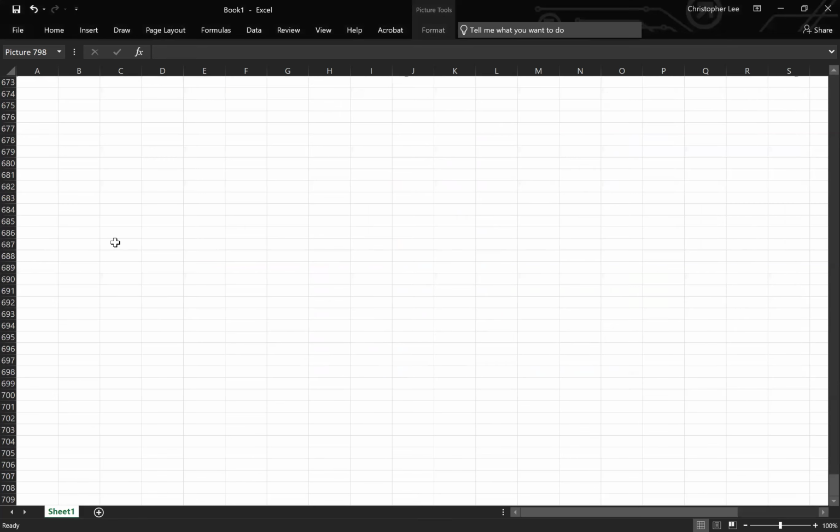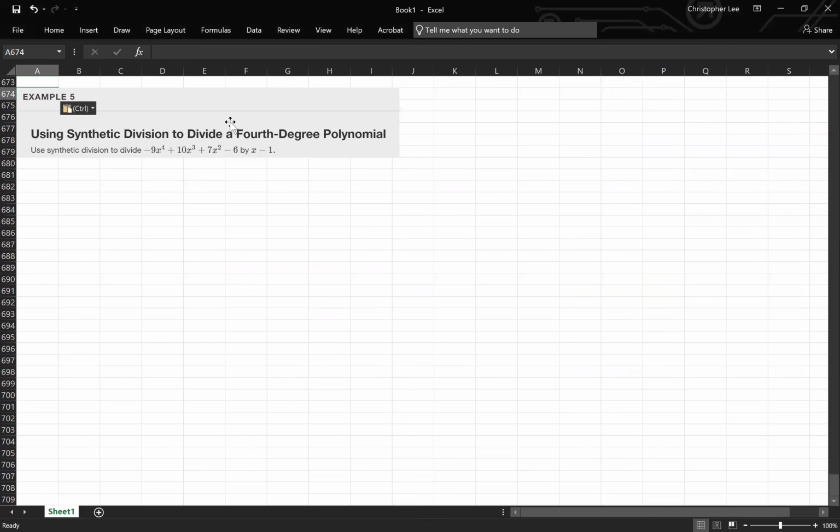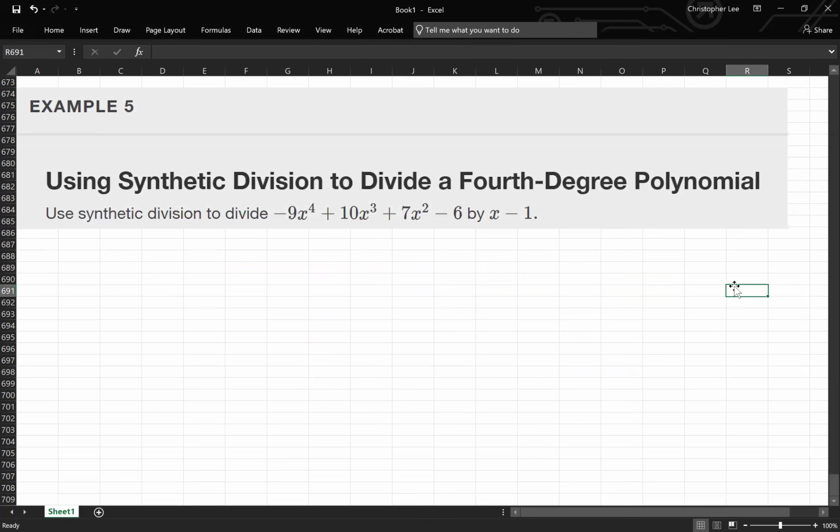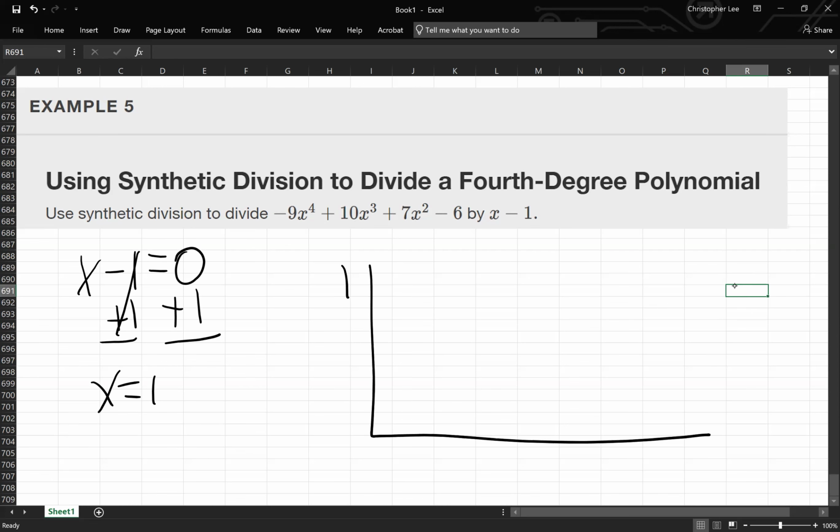All right, last example, then we're gonna move on. So using synthetic division to divide a 4th degree polynomial, we have -9x to the 4th plus 10x cubed plus 7x² minus 6 by x minus 1. Let's start it off. x minus 1 equals 0. I'm gonna add 1 to both sides, so x is equal to 1. So 1 is gonna be my divisor.